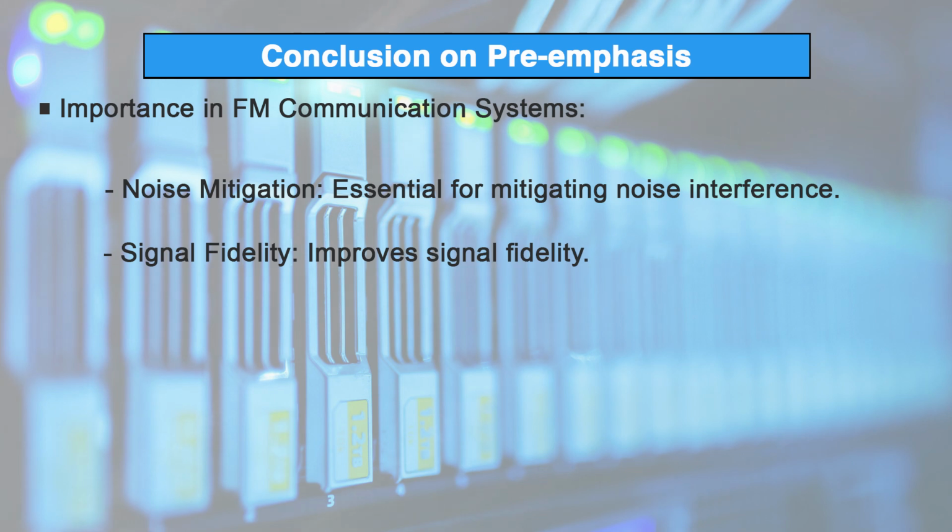So, in conclusion, pre-emphasis is essential in FM communication systems for mitigating noise interference and improving signal fidelity. Now, with this fundamental knowledge of pre-emphasis and de-emphasis techniques, let us dive deeper and try to understand its mathematical basis. So, pre-emphasis is a signal processing technique adopted in frequency modulation systems to improve the signal to noise ratio of the transmitted audio signal.